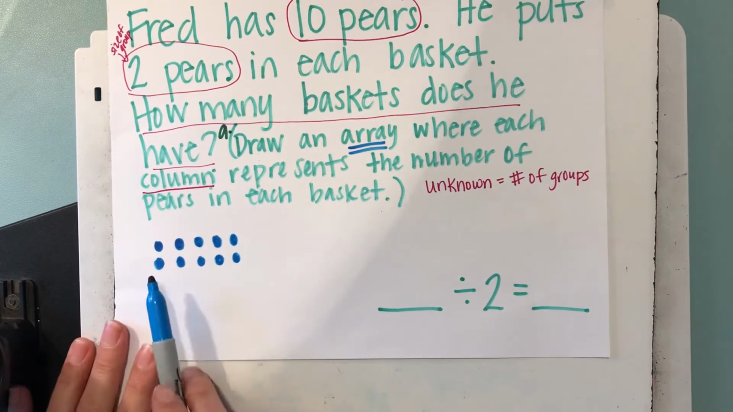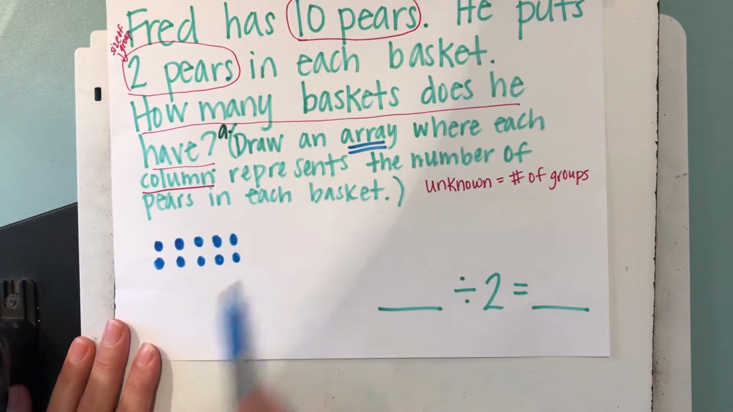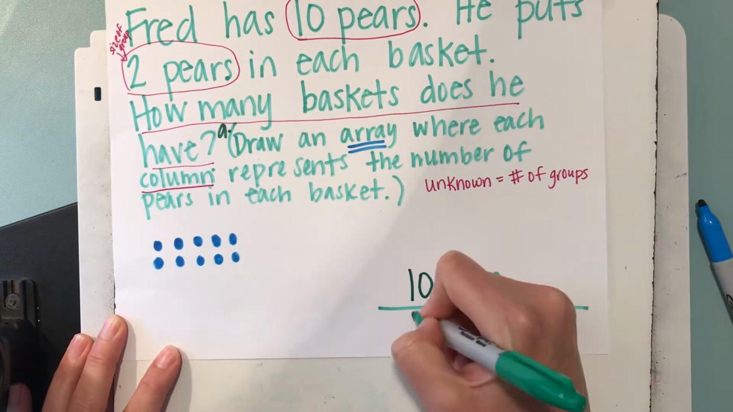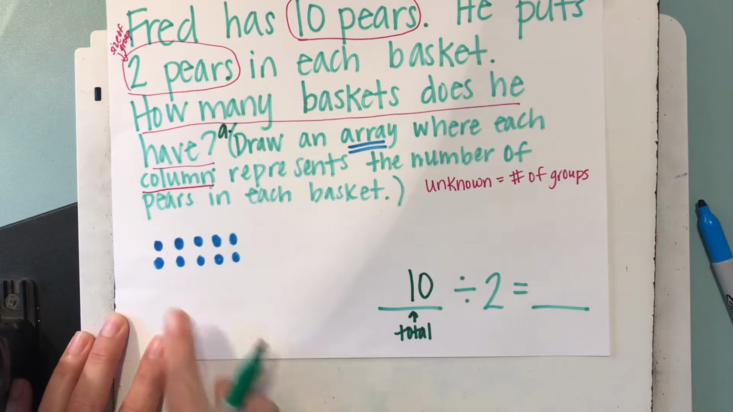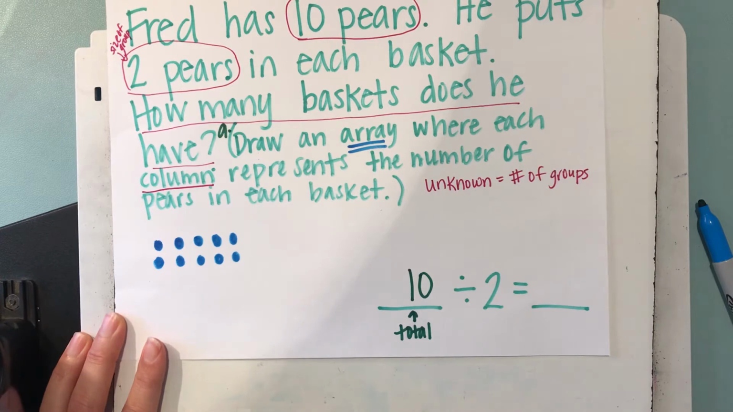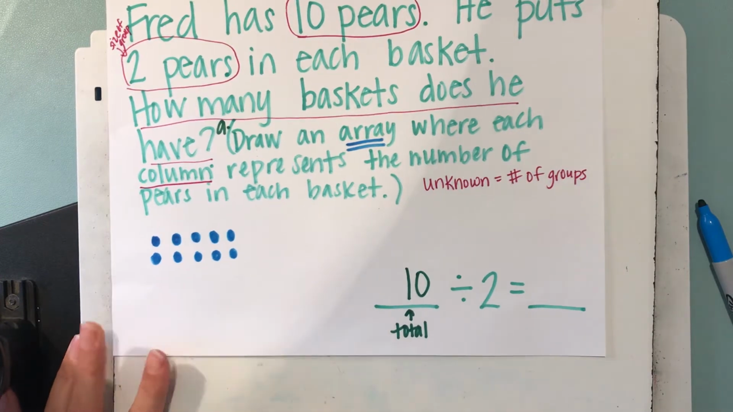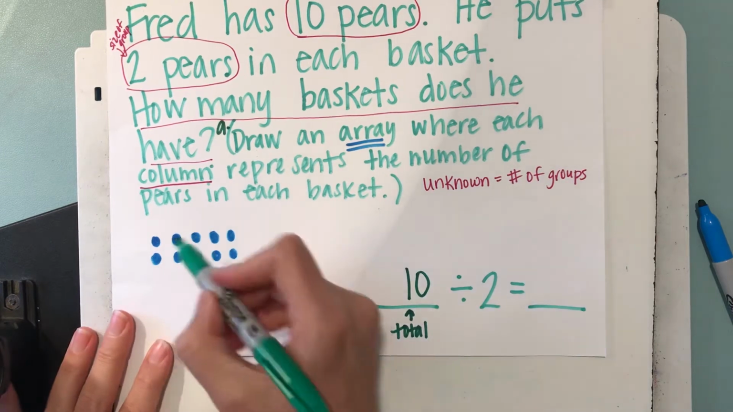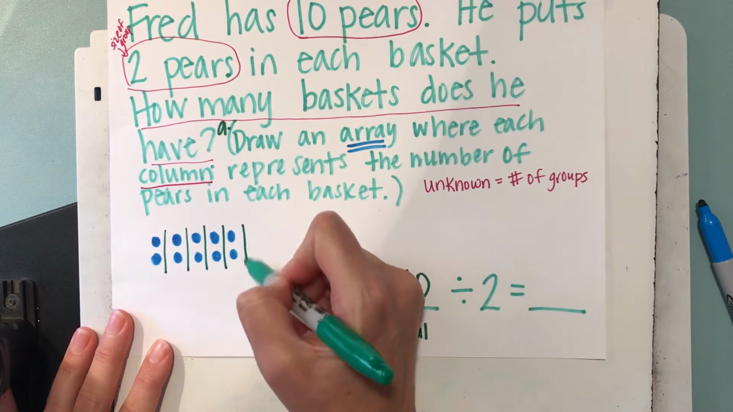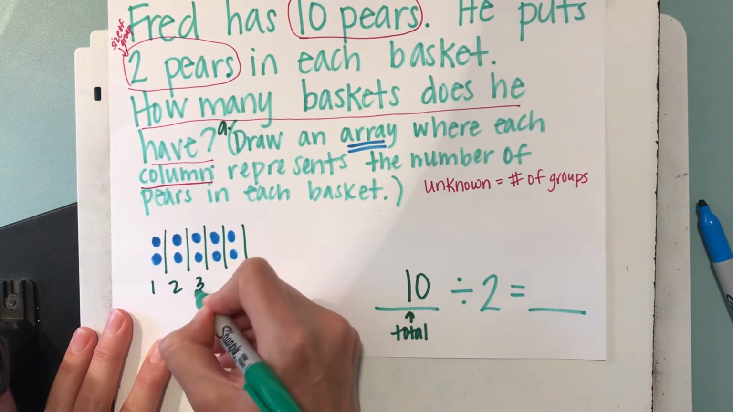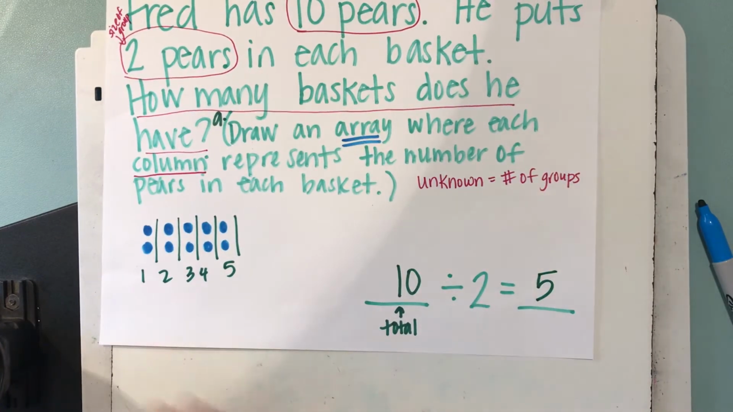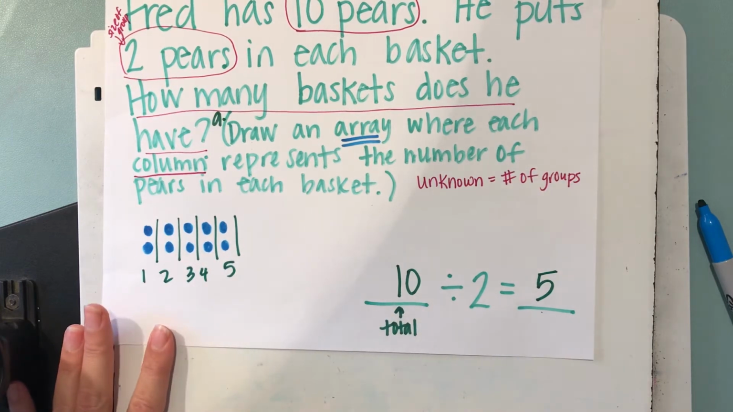Okay, so now I need to figure out how many groups do I have, right? So we knew, I should have filled this in. I knew that my total was 10, right? The total always goes here. And I put 2 pears in each group, or in each column. Now I'm going to figure out how many baskets I need, or how many columns do I have. Well, let's see. 1, 2, 3, 4, 5. Oh, I have 1, 2, 3, 4, 5. Fred is going to need 5 baskets. We have 5 columns, so he'll need 5 baskets.